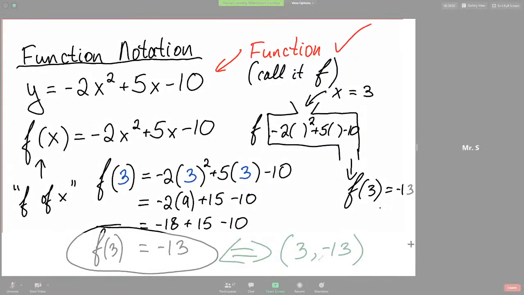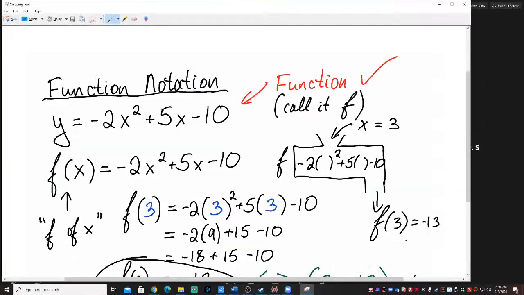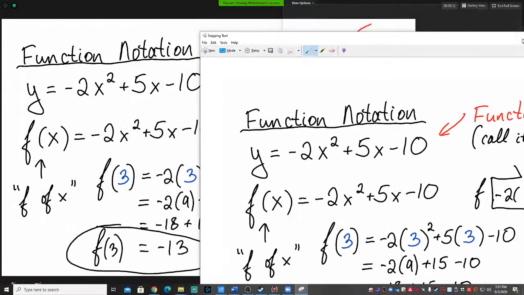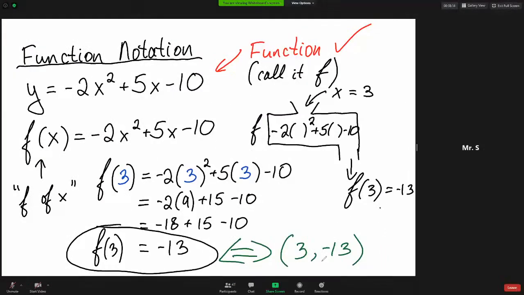And we know that if we want, we can plot ordered pairs. So there is a very tight relationship between graphs, ordered pairs, and function notation.